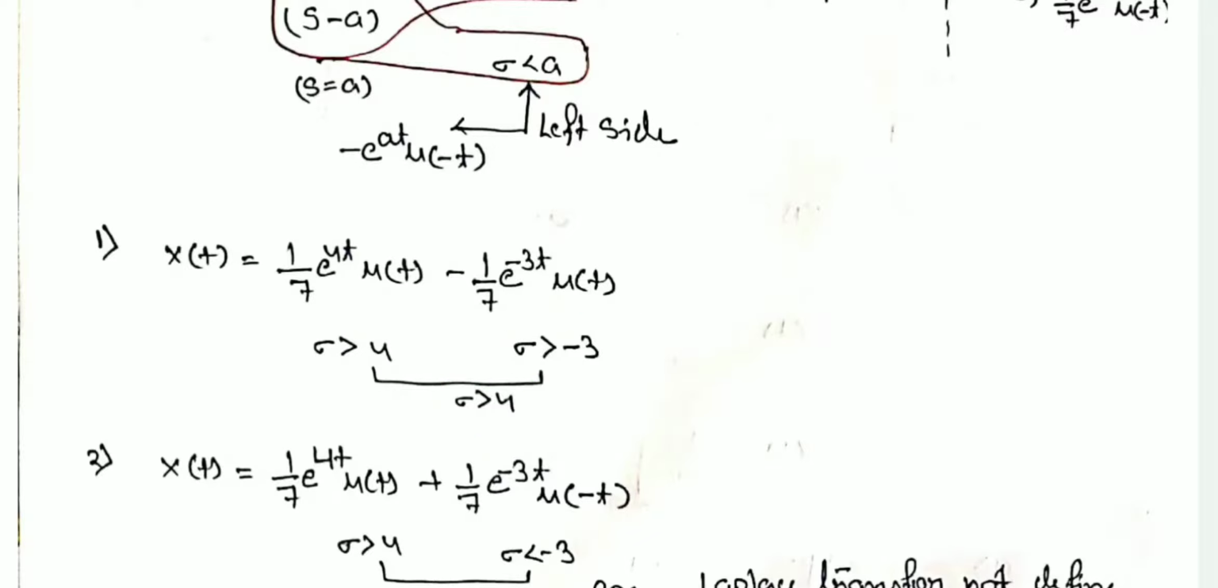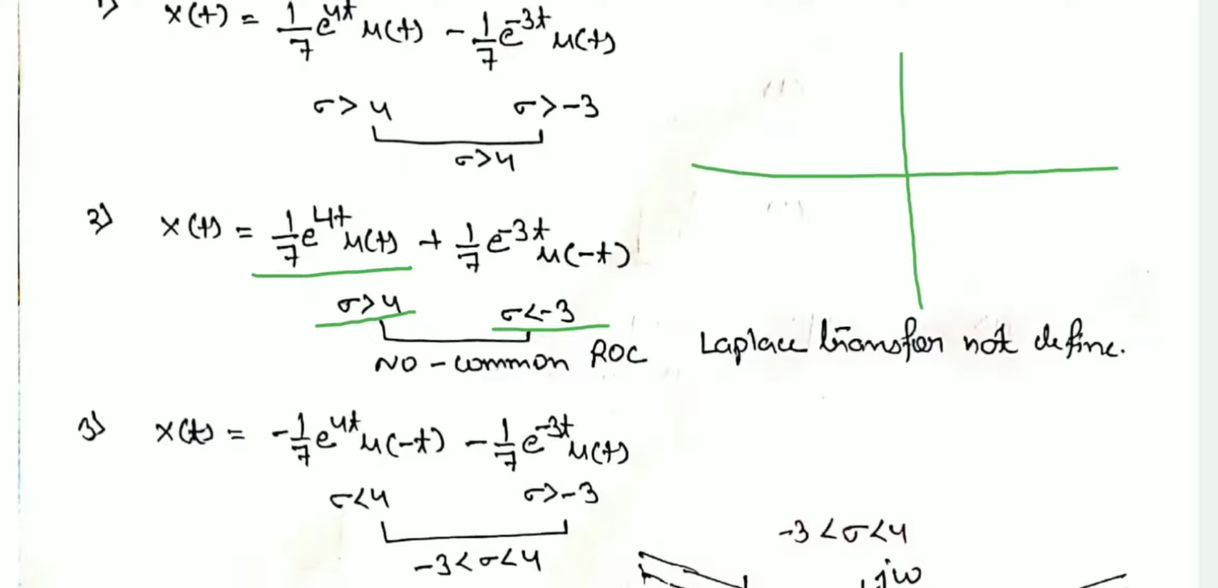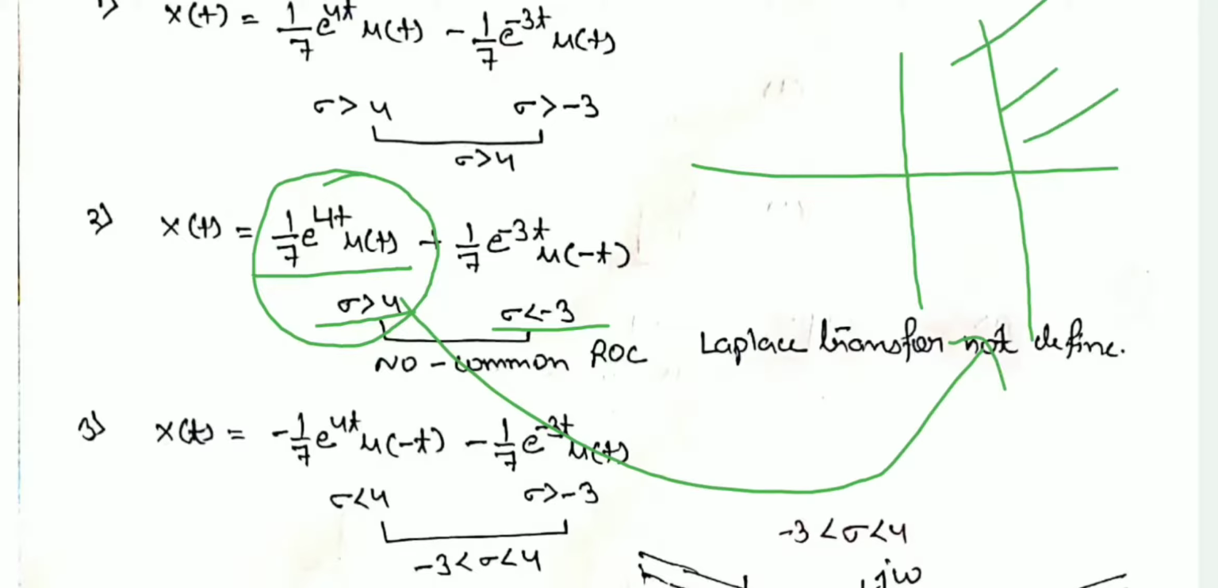Okay, the next possible case is when one signal is right sided and one signal is left sided. If this is right sided, the signal's inverse Laplace transform is 1 upon 7 e to the power 4t ut plus 1 upon 7 e to the power minus 3t u minus t. And when we plot this, the first signal represents sigma greater than 4, which means it is right sided like this.